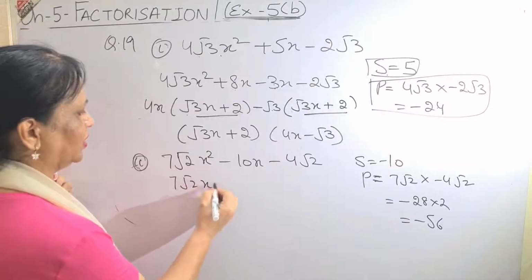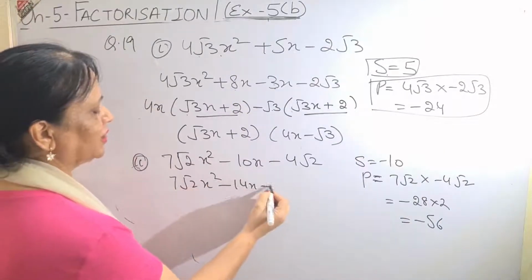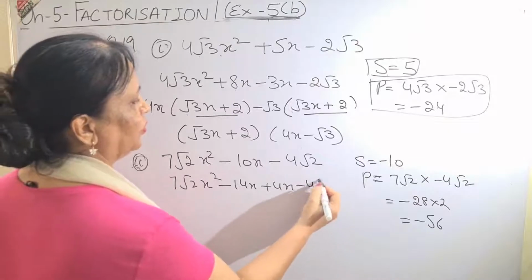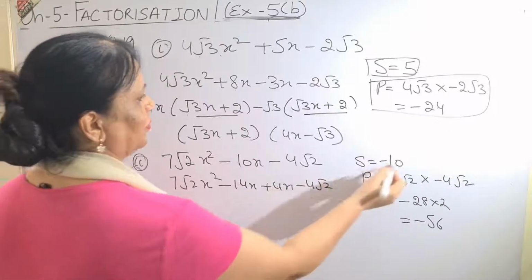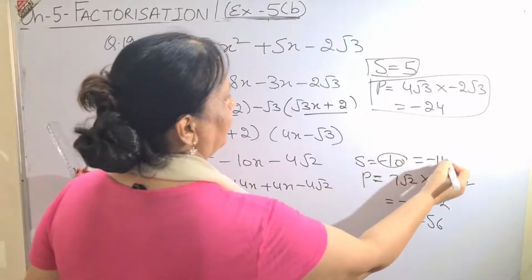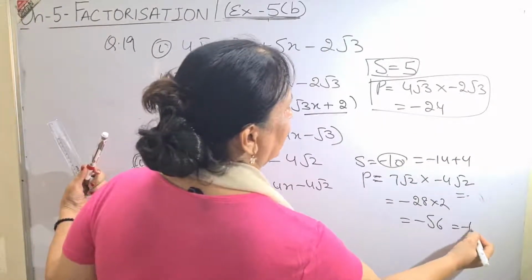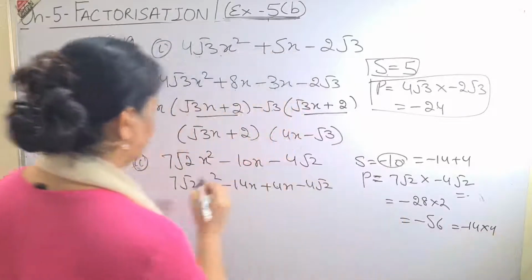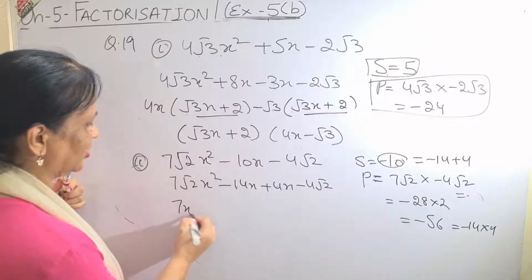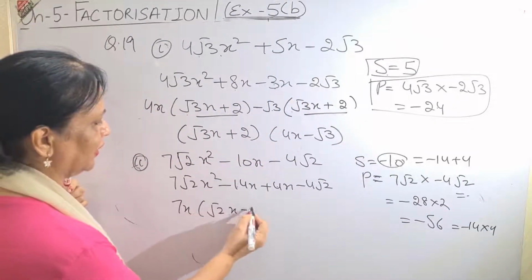7 root 2x square minus 14x plus 4x minus 4 root 2. Minus 14 plus 4 is minus 10, and minus 14 into 4 is minus 56. So you can take common, 7x is common, root 2x minus 2.